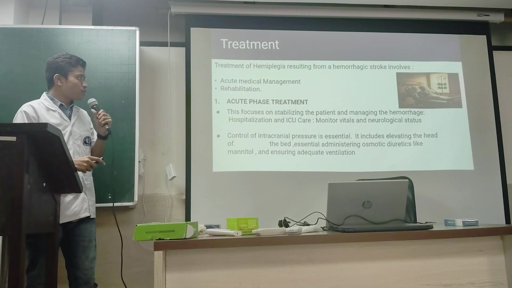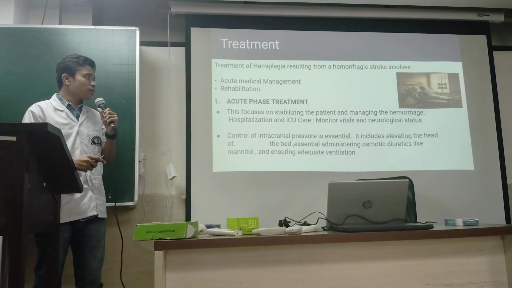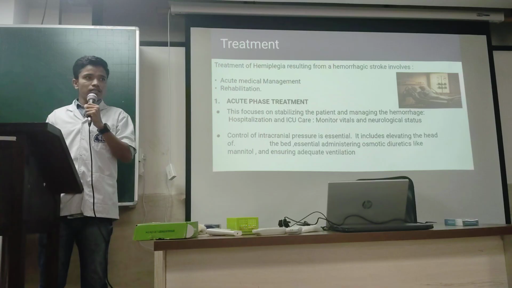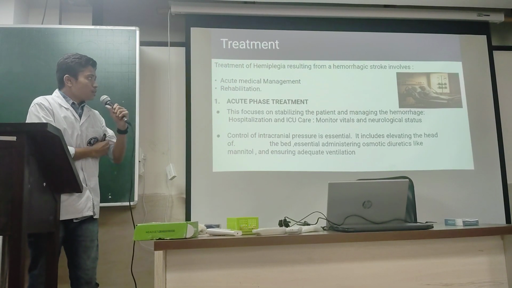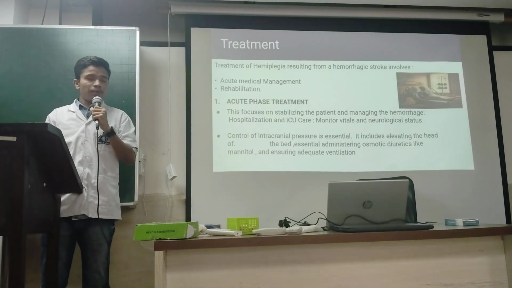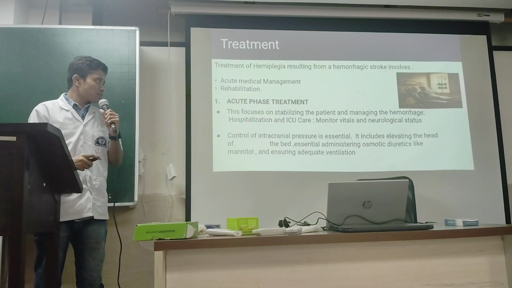Acute phase treatment focuses on stabilizing the patient and managing the hemorrhage: hospitalization and ICU care, monitoring vitals and neurological status. When the patient is admitted in the ICU, mainly we have to manage his vitals and other neurological status, because BP and consciousness of the patient is very important in such cases.